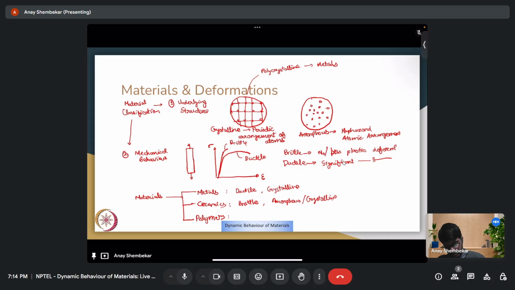Polymers are usually amorphous or maybe have a very small range of crystalline order. They can be both ductile or brittle. The ductility in polymers typically comes from configurational changes, so we're not looking into that. For this course overall, we are more interested in metals.